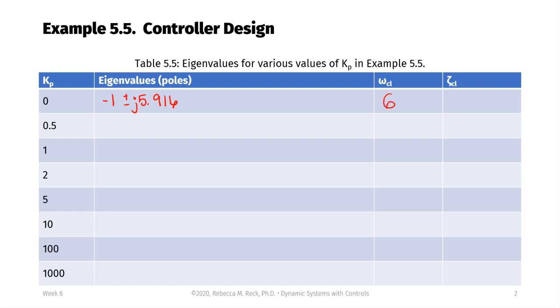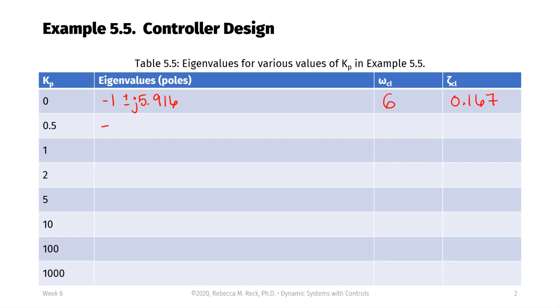And our closed loop natural frequency is 1/6 or 0.167. And so what I would recommend at this point is that you pause the video and try to calculate a couple of the rows of this table on your own, and see if you can come up with the closed loop eigenvalues, the closed loop natural frequency, and the closed loop damping ratio for one or two of the values of Kp using the equations on the previous slide and the value of Kp from the table. And so now, assuming you've tried to calculate a couple of these, I will fill in the table.